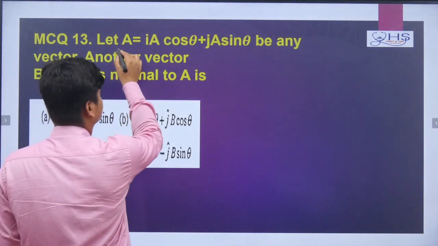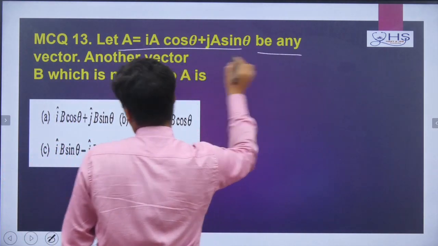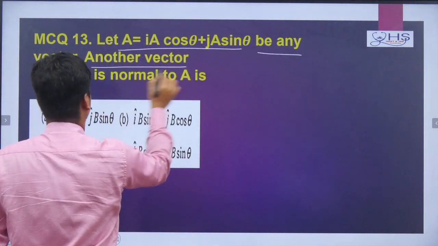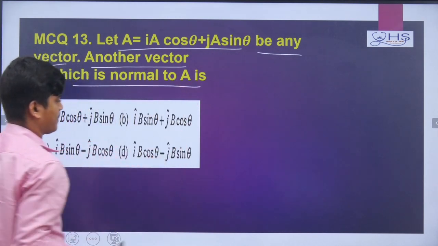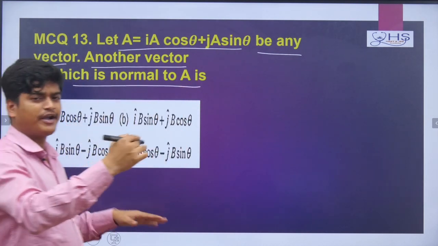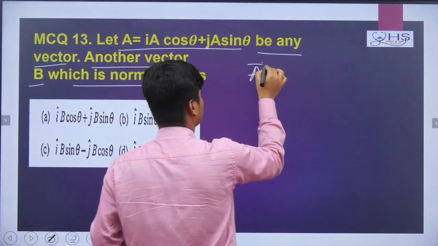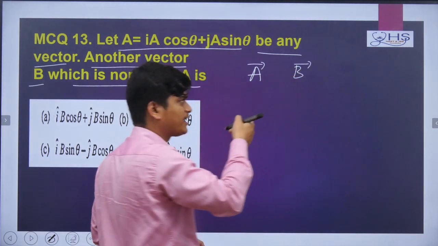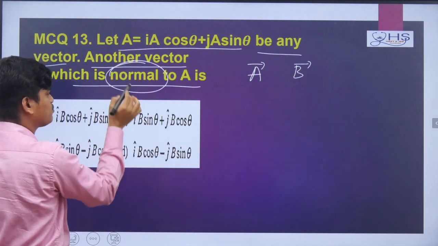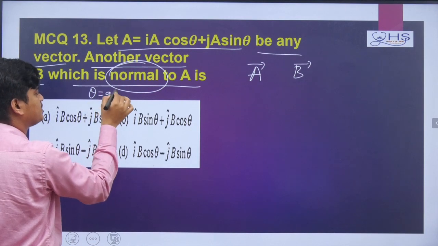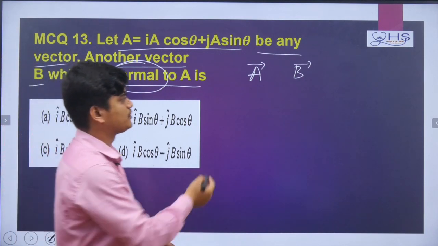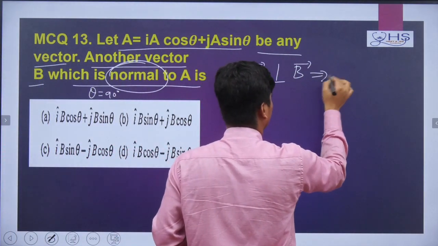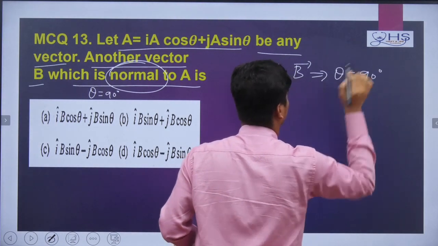Let A vector be given, and let B be another vector which is normal to A. Normal means perpendicular. Suppose this is A vector and the other vector is B vector; they are telling us it is normal. Normal means the angle between them is 90 degrees, or they are perpendicular to each other. So A vector is perpendicular to B, or you can say theta equals 90 degrees.